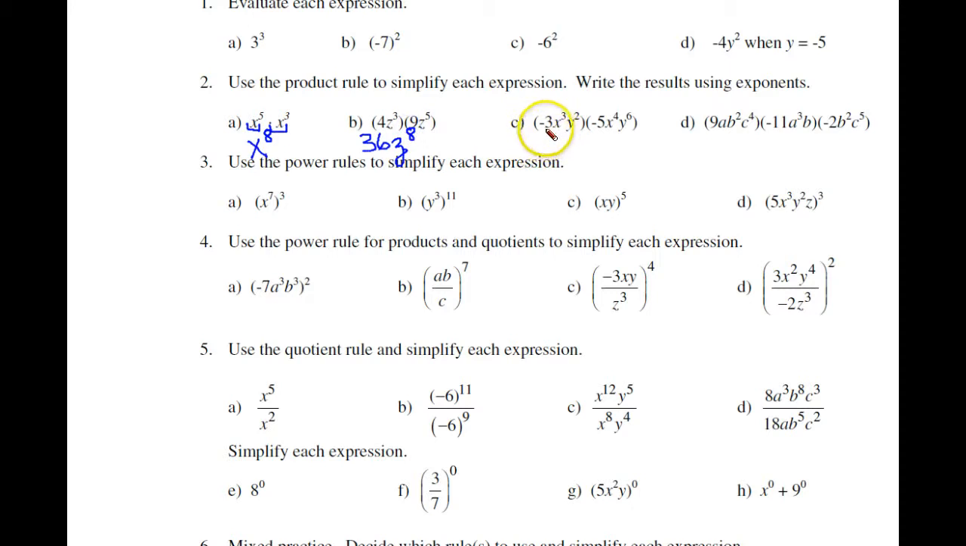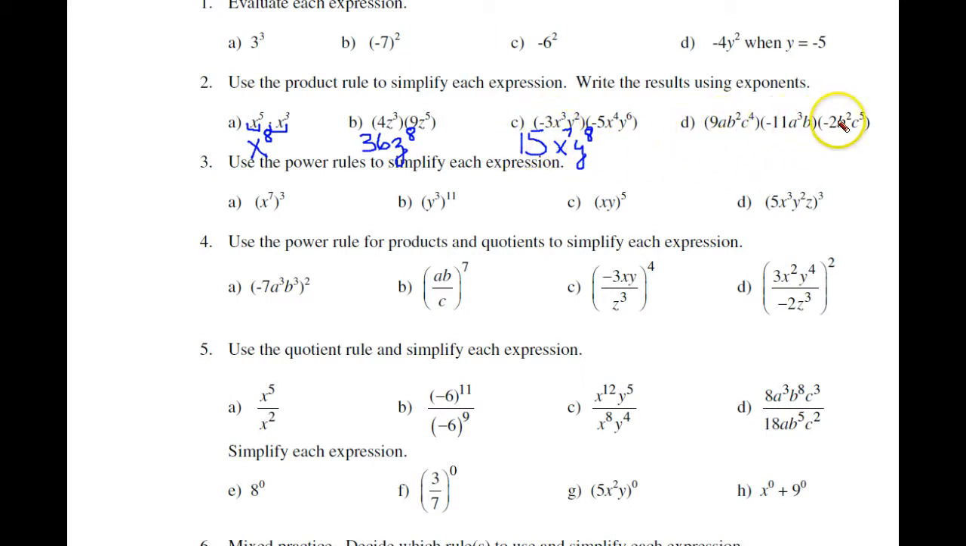Now a good technique that we talked about earlier is figure out what the sign of the answer will be when you finish. Well, here it's a negative times negative, so that's going to be a positive. So we don't have to worry about the sign. It's going to be a positive 15. X, 3 plus 4 is 7. Y, 2 plus 6 is 8. And it doesn't hurt to go back and check.